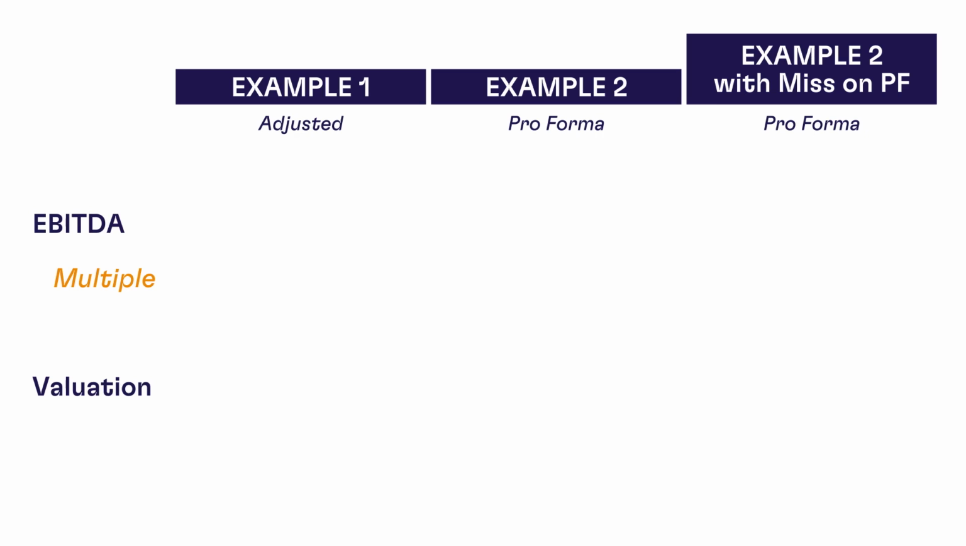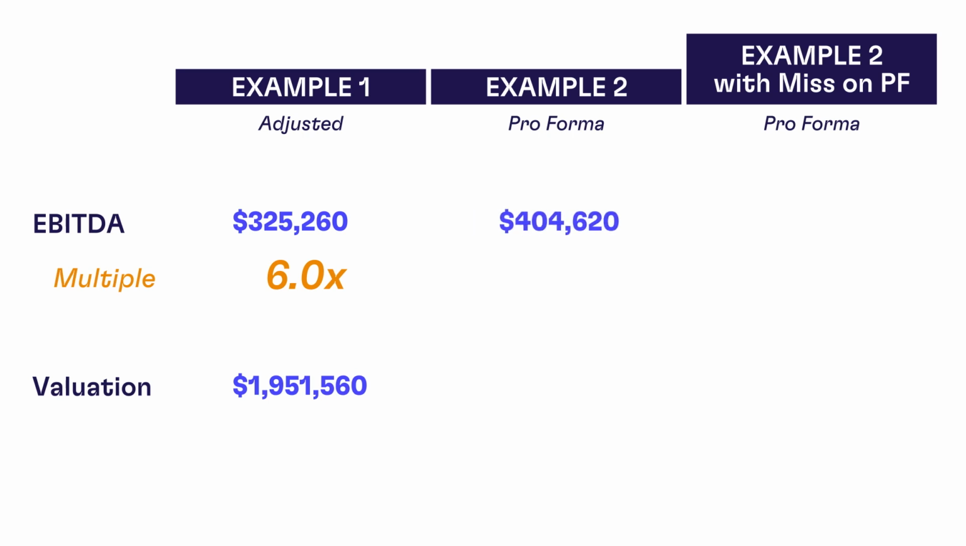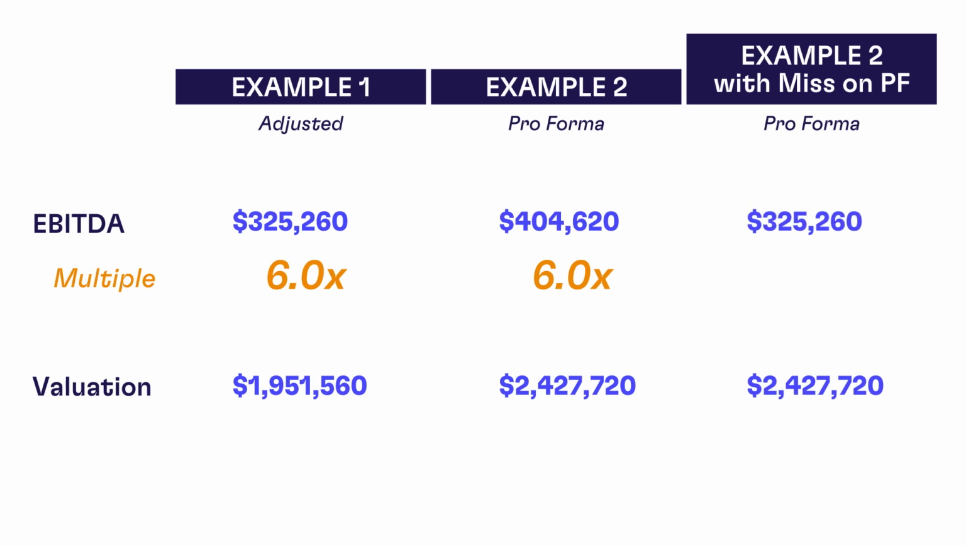Here's an example to illustrate what I was just talking about. In example number 1, we use a multiple of 6x on our adjusted EBITDA of $325,000. Our resulting valuation is $1.95 million. In example 2, we're now using the pro forma EBITDA of $404,000. Assuming a 6 times multiple, our valuation increases to $2.4 million. Okay, let's assume under example 2 that the pro forma EBITDA did not materialize, but we're stuck with that $2.42 million valuation. That, divided by the $325,000 of adjusted EBITDA, now yields a multiple of 7.5 times, not 6 times.